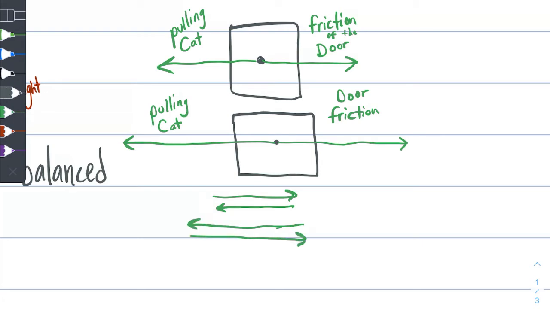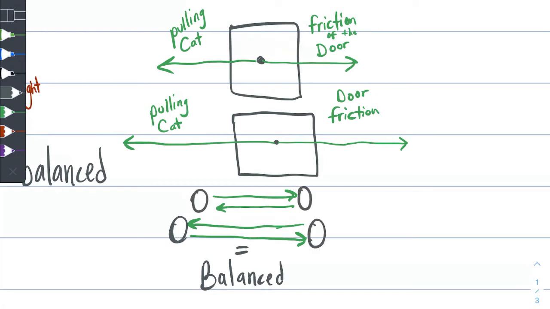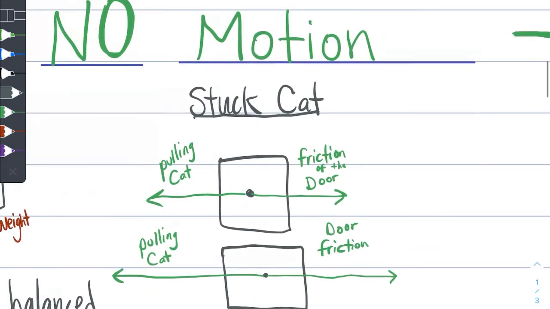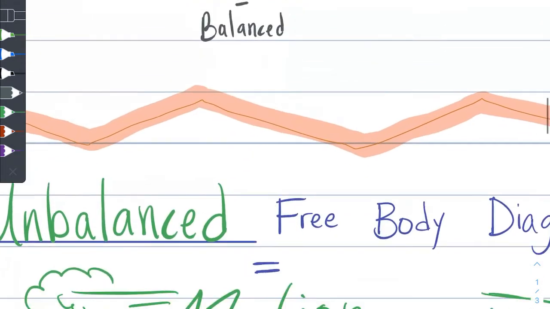So in this example as well, this would be an example of a balanced free body diagram, because there's no extra arrows over here. There's nothing extra in either direction that would cause there to be any motion. So when we add up the arrows, they're balanced. Therefore, there was no motion because that was a stuck cat.